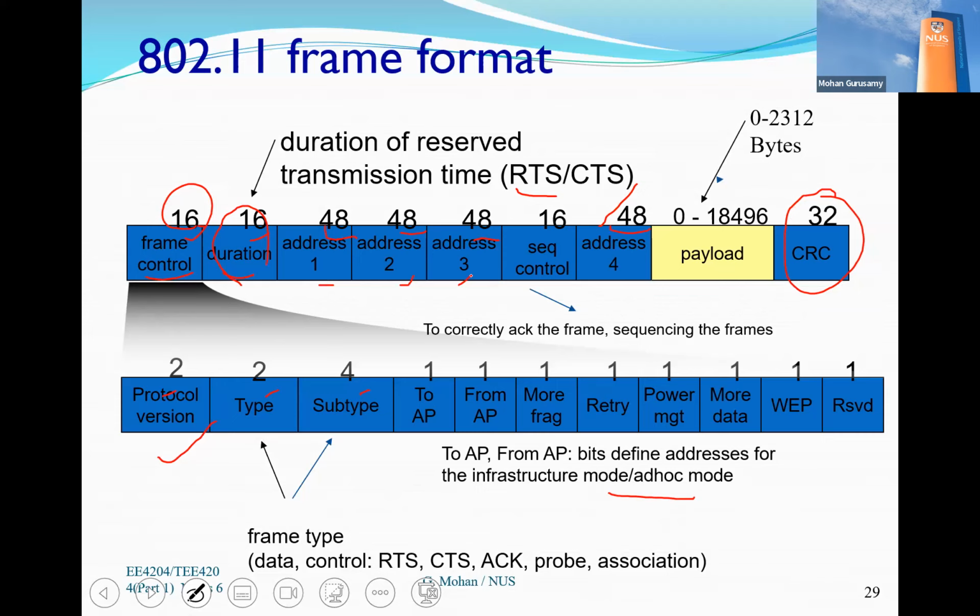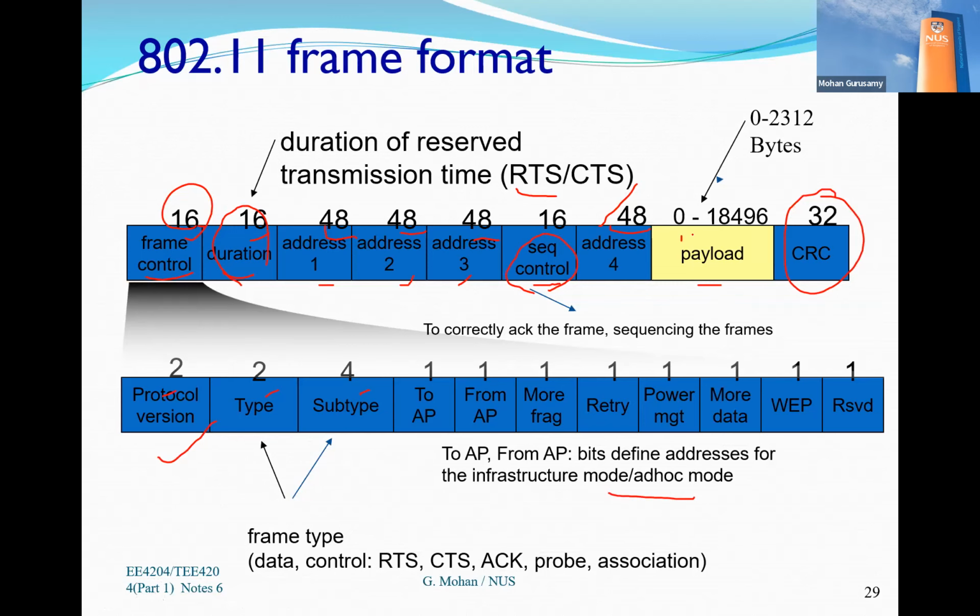And we have the sequence control. This 16-bit sequence control represents the sequence number of the frame. Why is the sequence number required? If you look at the protocol, when the receiving node receives the frame, it will send an acknowledgement. That acknowledgement should specify which frame is acknowledged. For that purpose, we use this 16-bit sequence number, and then it carries the payload.